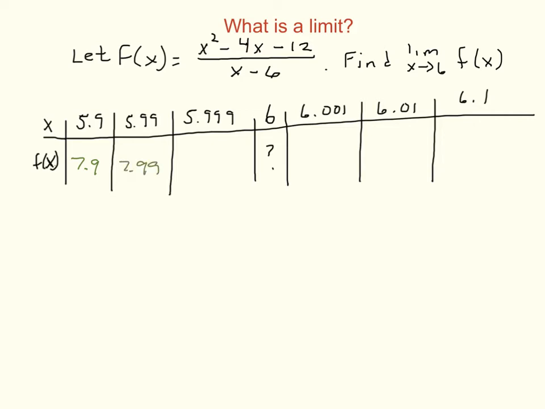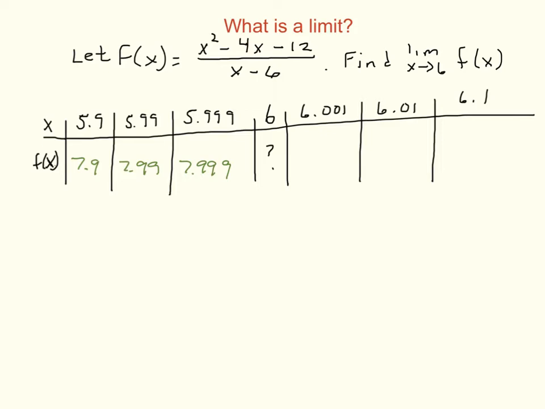And then when I put 5.999, you guessed it, I'm going to get 7.999 on this particular problem. So I look at that, and I can clearly see that as I move closer and closer to 6, my function values seem to be getting closer and closer to a specific number.